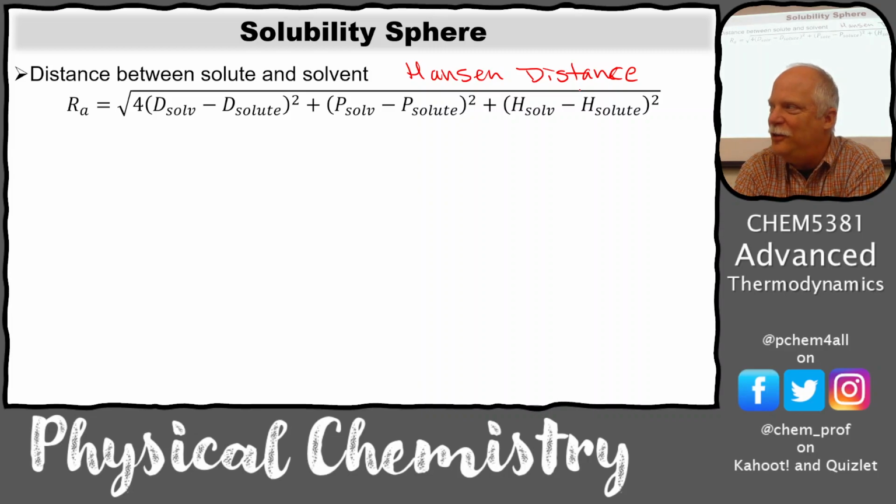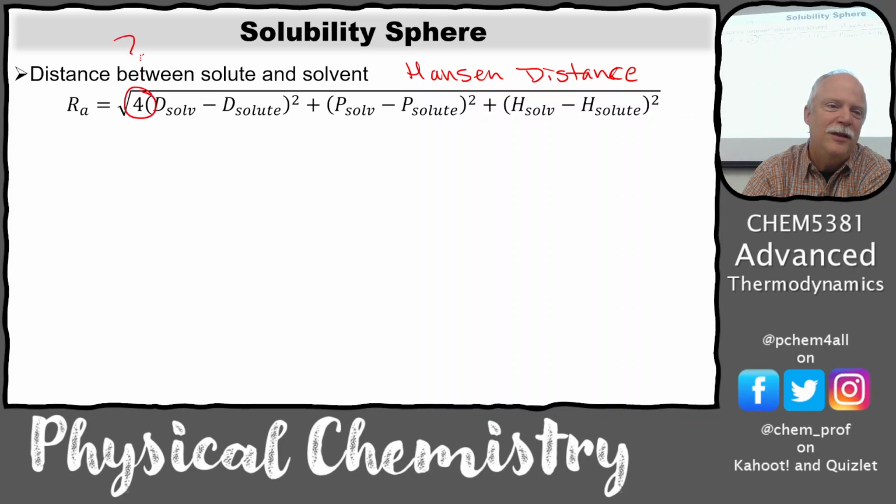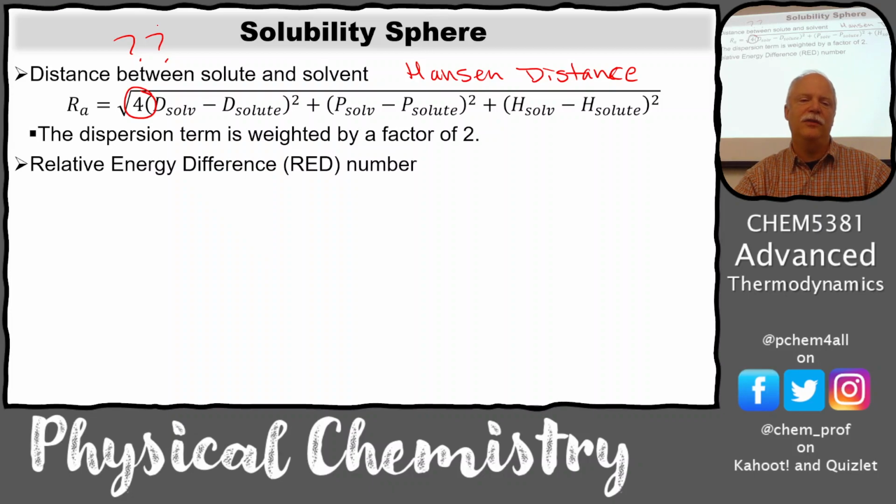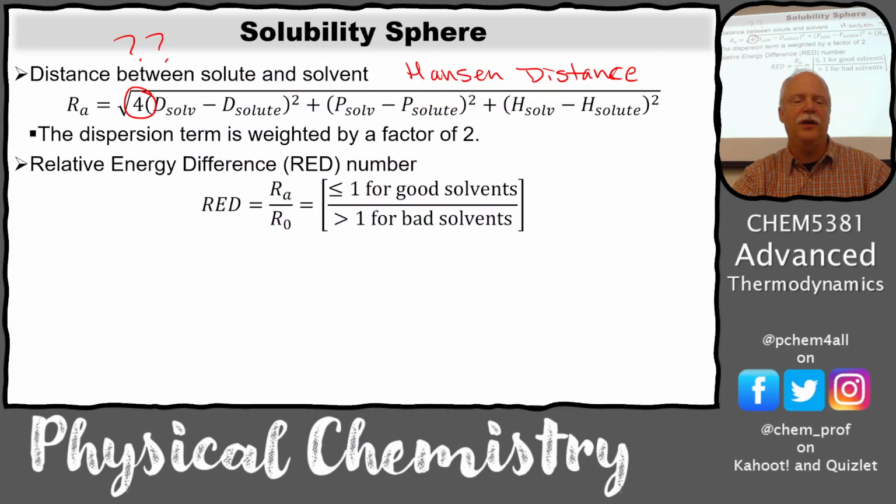Something should stand out to you when you look at this equation. What's that? Yeah, the 4. What on earth is this 4 for? That's what a lot of people have criticized his theory about. They're like, why do you have this 4 thrown in there on the dispersion term? I'll draw that for you in a little bit, so we'll come to that 4 in a little bit. This dispersion term is weighted by a factor of 2, and we'll see why in a second. And that relative energy difference number is another piece that we will calculate.